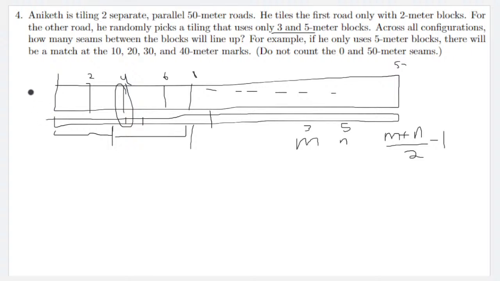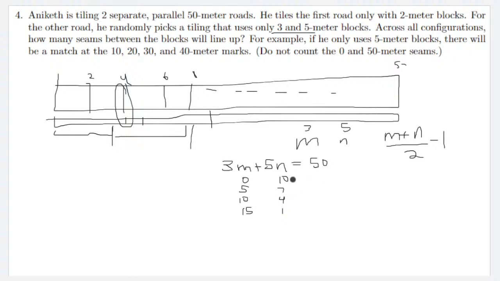So given that, let's count how many ways we can tile it. We know 3m plus 5n has to equal 50. So what are the ways? It could be 0 and 10, or it could be 5 and 7, or 10 and 4, or 15 and 1. And so this is kind of similar to that 9x plus 10y equals n problem.